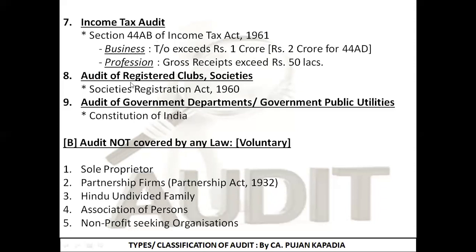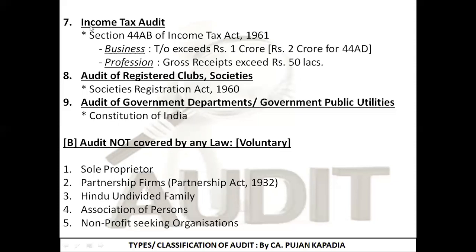Next is audit of registered clubs or registered societies. It is governed by the Societies Registration Act 1960. And last is audit of government departments or government public utilities, and it is governed by the Constitution of India. So basically, friends, a question can be asked from this particular topic, which is less likely to come, to be very honest. But you need to remember under which act that particular audit is being covered. So this is more of a learning part than an understanding part.